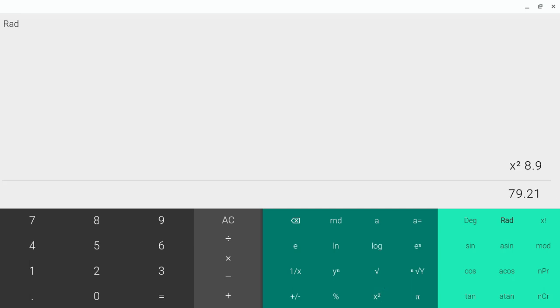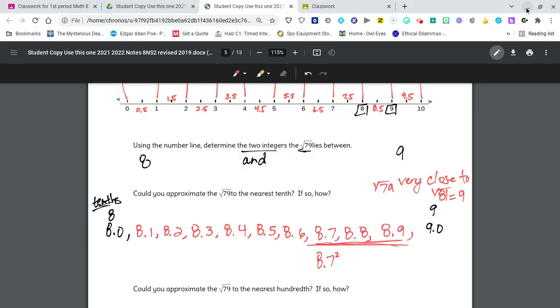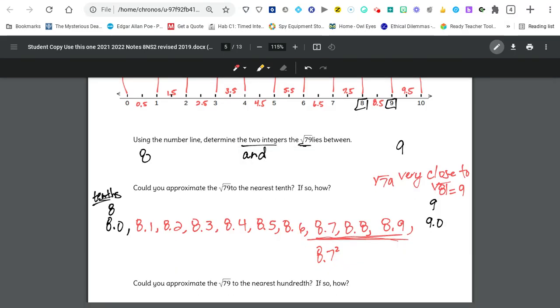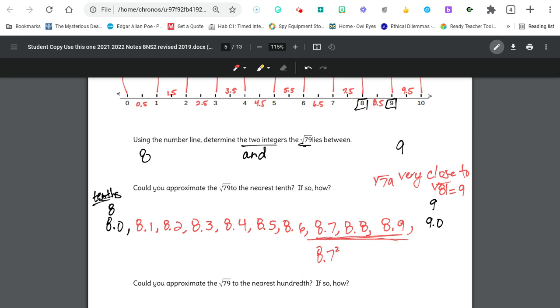That's 79 and 2100s. Okay, so I'm going to go back and write these down, guys. So 8 and 7/10 squared was 75 and 6900s. 8 and 8/10 squared was 77 and 4400s. And 8 and 9/10 squared is 79 and 2100.